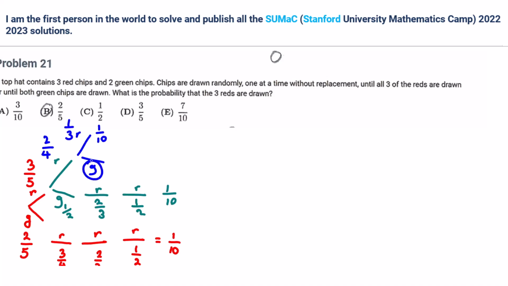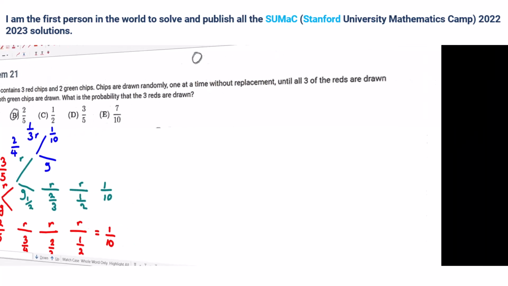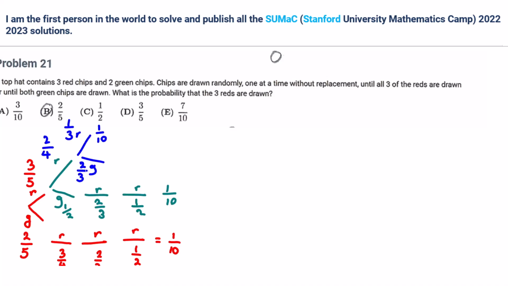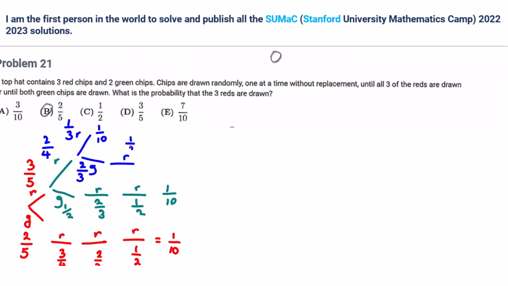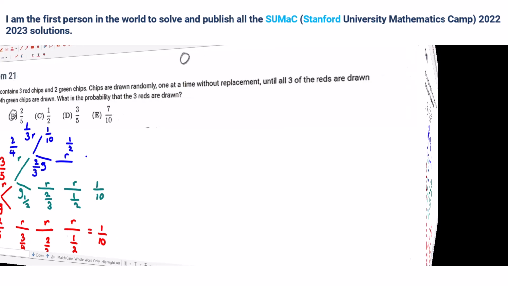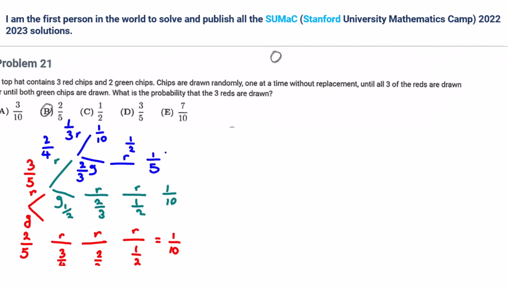For this green, what's the probability of this green? 2/3. Yes, 2/3. Red, green. Then in the next step, we should select red. What's the probability to select red? 1/2. Yes, so 1/5 or 2/10. Yes, good job. So what's the final answer equal to? 1/2. Yes, exactly. 5/10 or 1/2.